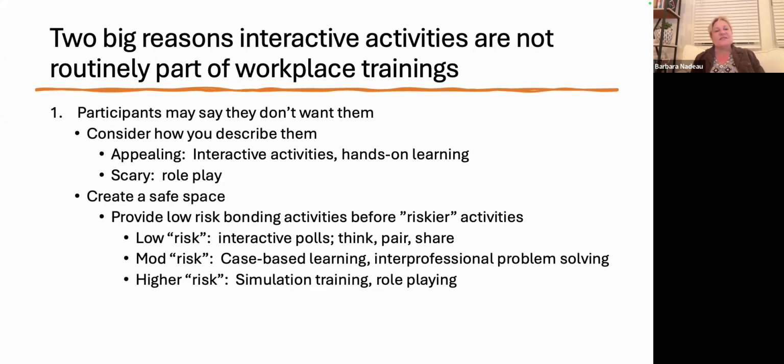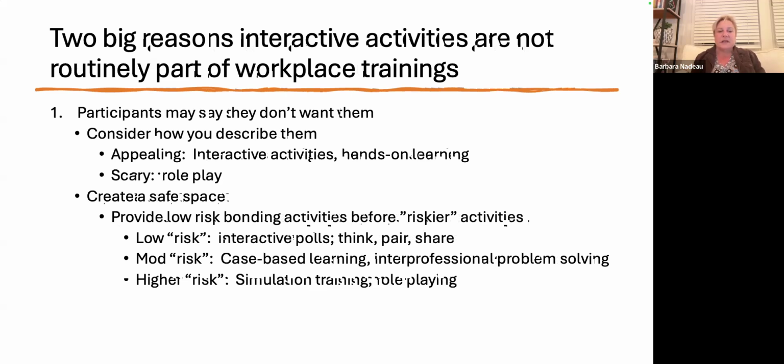But if you were to put something in the description that said, we're going to do interactive activities, we're going to have hands-on learning, well, that's a little less scary and a little bit more appealing and a little bit more likely that someone like me would come to something like that. So it's a good idea to have interactive activities and putting that in your course description or your flyer or however you're advertising your training is a good idea, but just be careful about the wording that you use so that you don't scare people away.